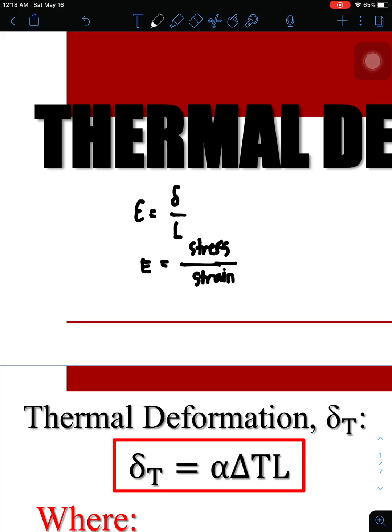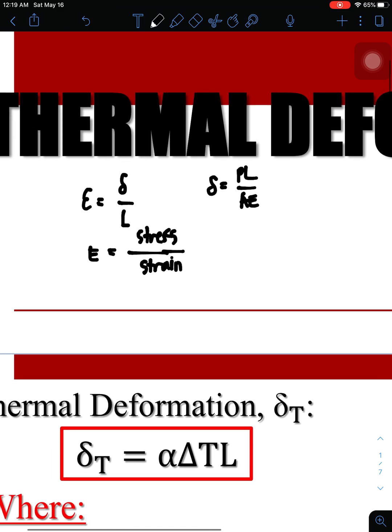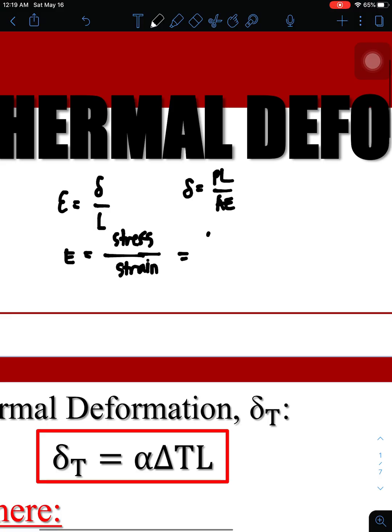That's why we got the formula PL over AE. Remember this one. Since stress is P over A, and strain is deformation per unit length, we had this one equated to E. And that we have the formula of deformation.